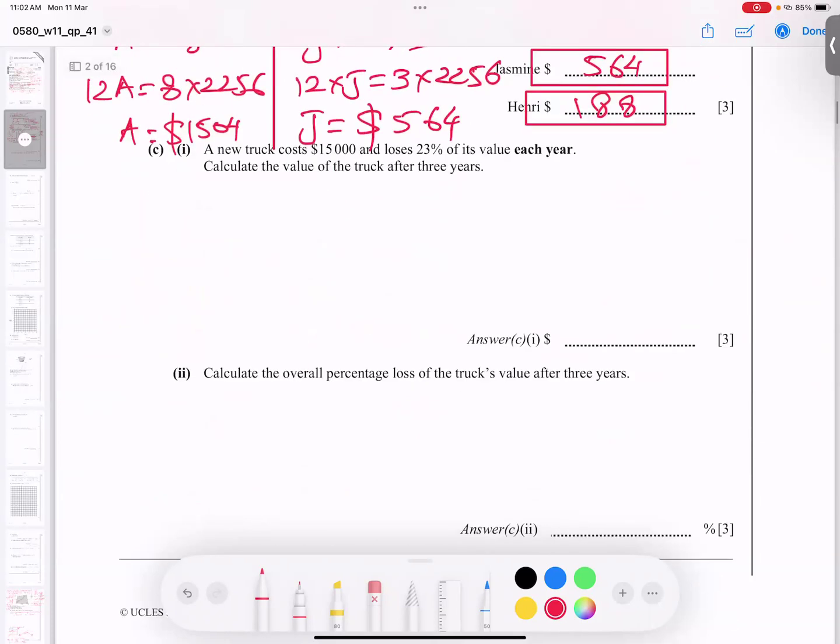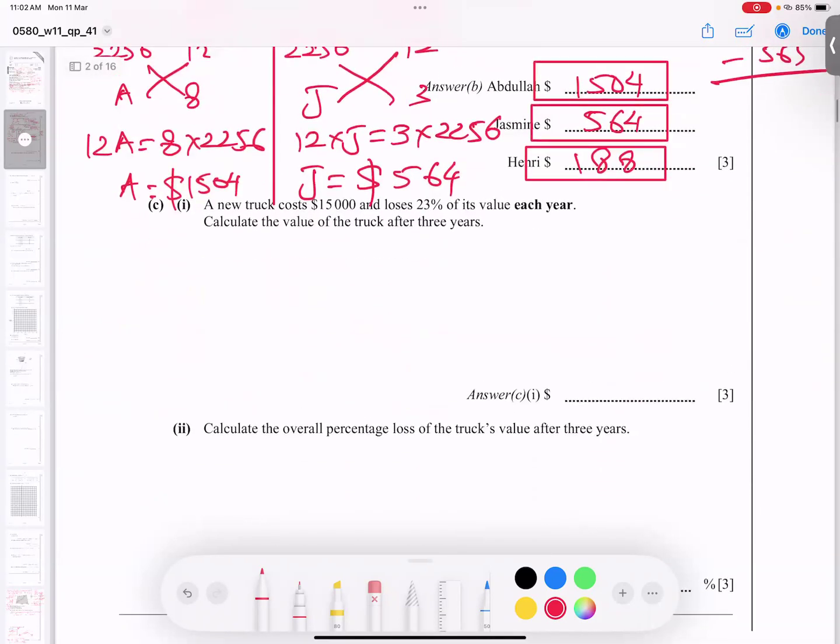Let's go to the most important part of the question: a new truck costs this much money and loses 23% every year, okay? And how much is the value after 3 years? Let me tell you, whenever this kind of question comes, mobile depreciation rate, property increasing, okay? This is called compound interest. It's always compound interest. The compound interest formula is P times 1 plus R by 100, but here, because it is a loss, I will not write plus, I will write minus.